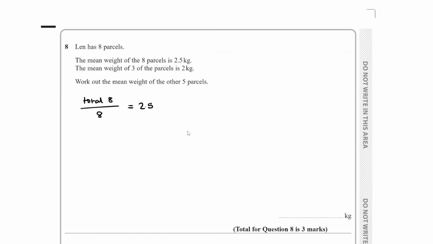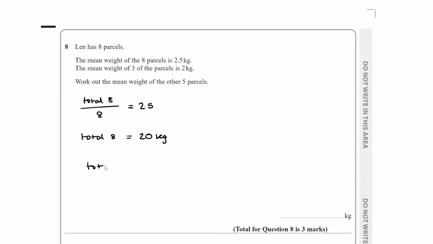Do you see how then I end up with this formula? Effectively this equation, I guess, that I could reverse. So if I multiply across by 8, that will leave me with the total of all 8 parcels. So 8 times 2.5 is 20. So now I know that all 8 parcels weigh 20 kilos. I could do the same for the other 3.